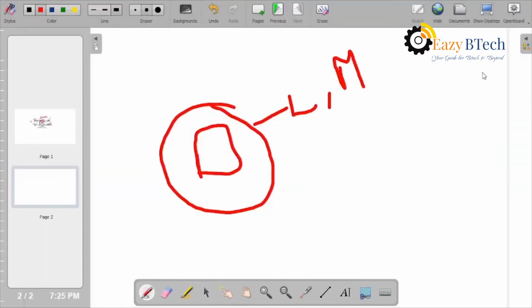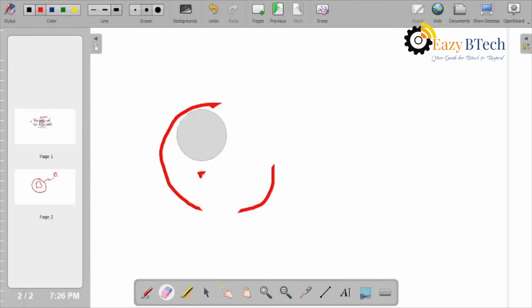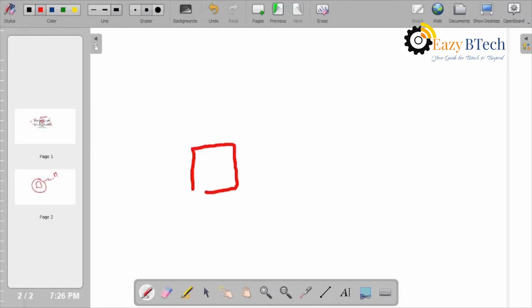I already said in the previous classes that by using telephone lines, particular devices can be connected. I am drawing it here. This is one device. This is another device. I am connecting these devices to telephone lines.